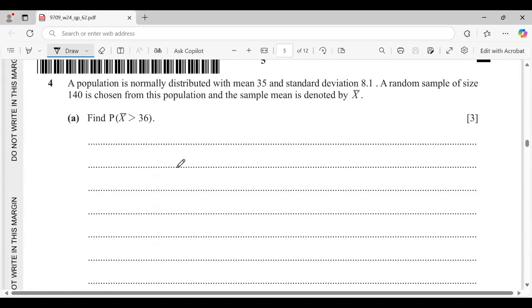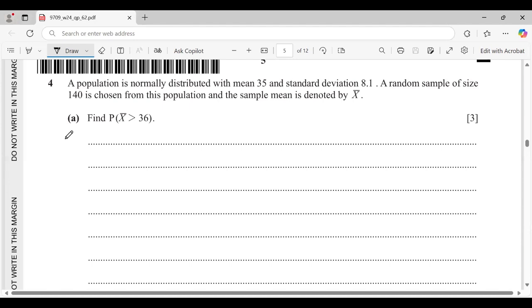Number 4. A population is normally distributed with mean 35 and standard deviation 8.1. A random sample of size 150 is chosen from this population, and the sample mean is denoted by X bar. Find the probability that the sample mean is greater than 36.